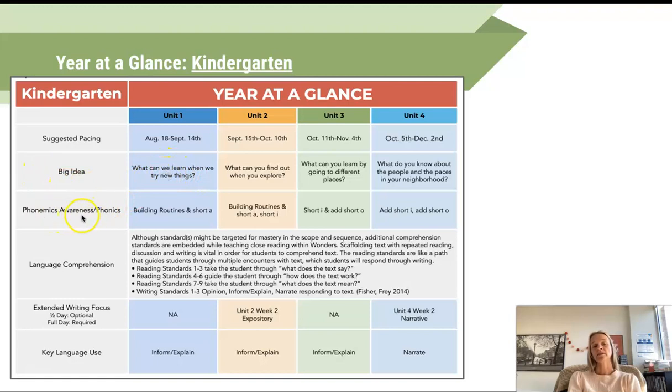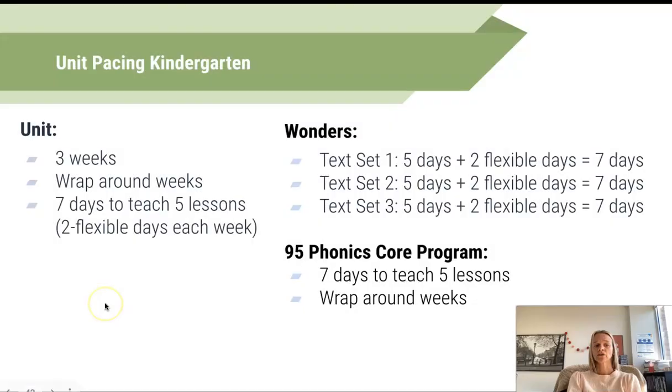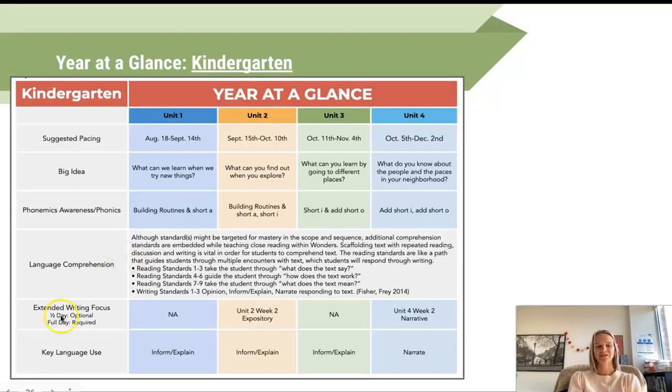You have your phonemic awareness and phonics target of what you're going to be doing with your 95 Phonics Core program. You have your language comprehension. You have your extended writing focus. This is in the even units. You can see here that for half day, this is optional because you have the 70 minutes. We recognize that time is tight. Full day, you have 150 minutes, so we recognize that you will have the time to be able to do the extended writing focus and that topic.